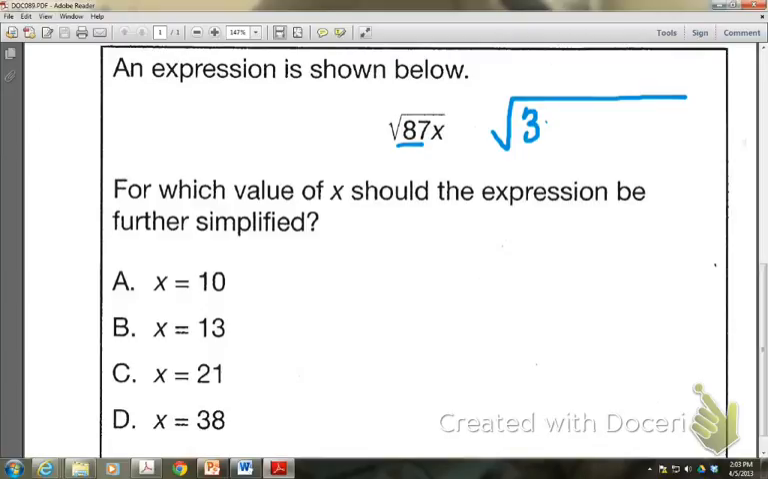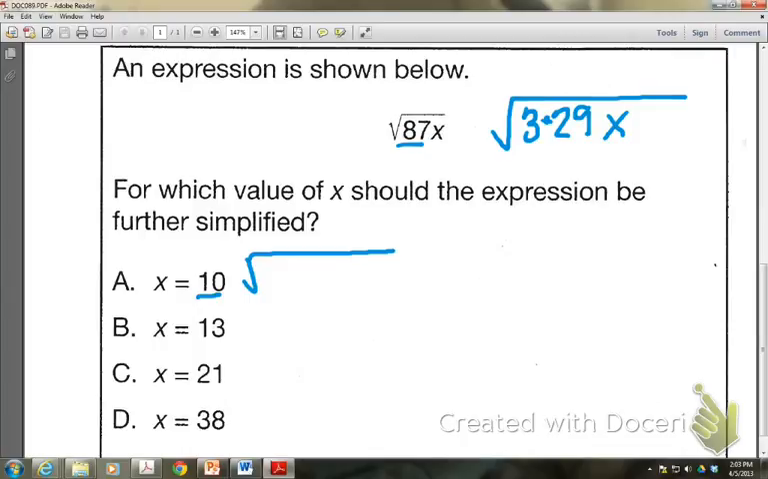3 times 29. Neither one of those is a perfect square, so we're just going to leave them hanging underneath the square root for a little bit. And then we have our x there. We're then going to start looking at our solutions, and we're going to be plugging things in, okay?